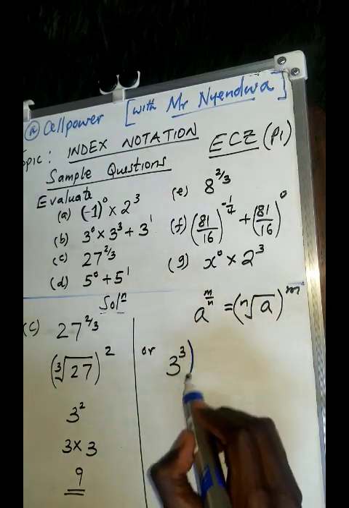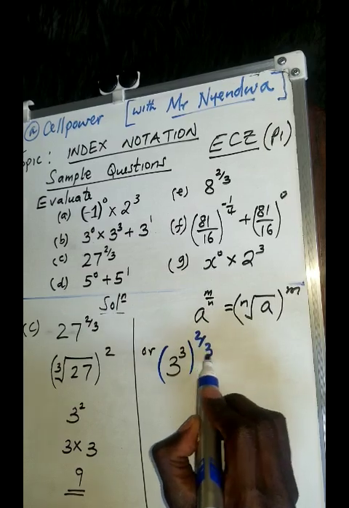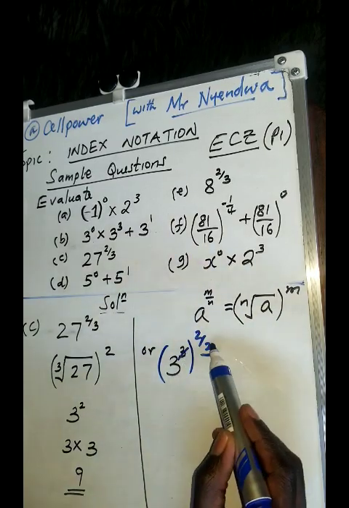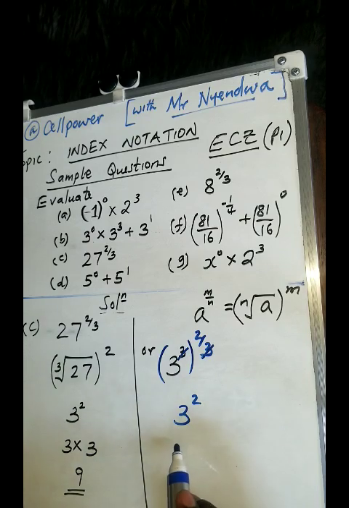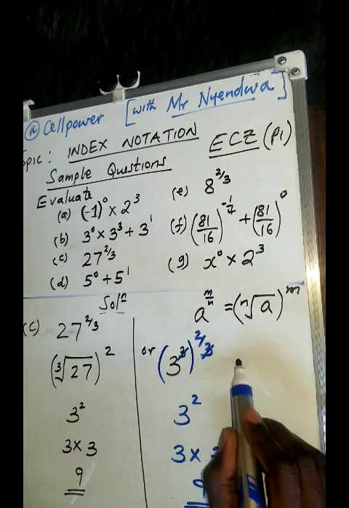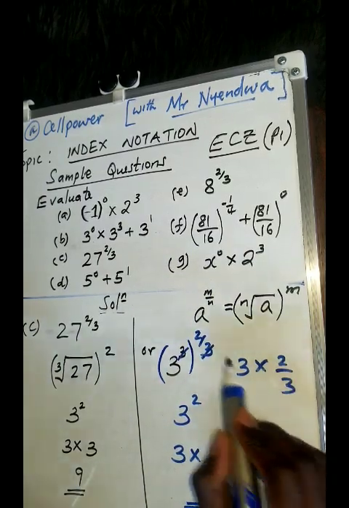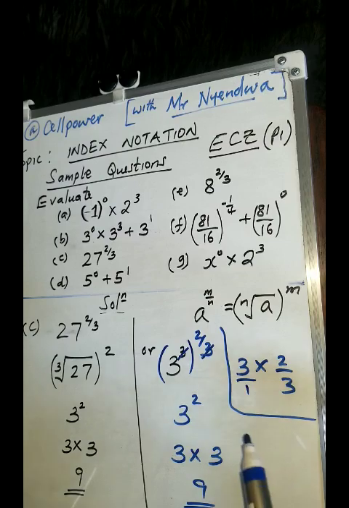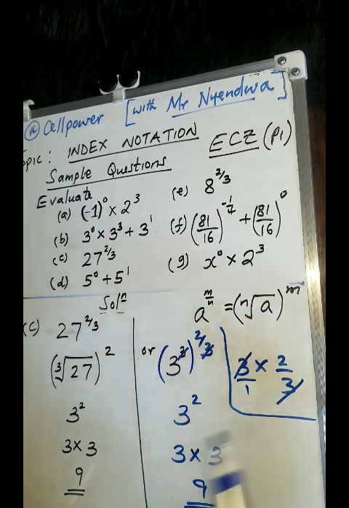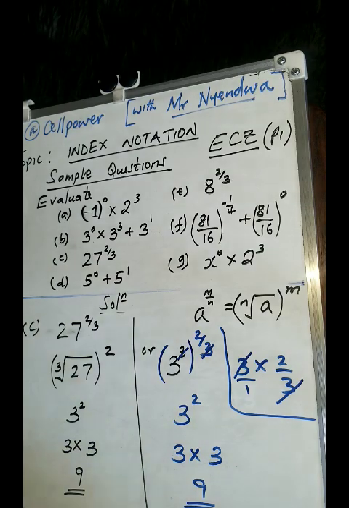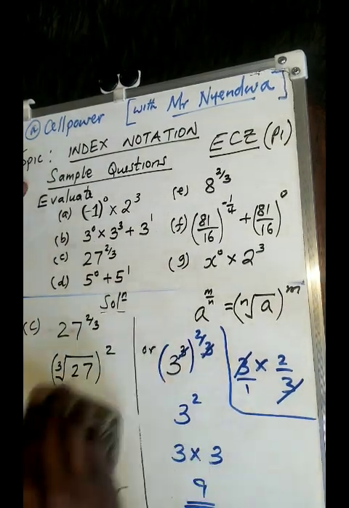Then this will be raised to 2 over 3. So what will happen? This and that will cancel. You are going to remain with 3 raised to the power 2. 3 raised to the power 2 means 3 times 3, and that is going to give you a 9. So it's possible. Please remember here it is 3 multiplied by 2 over 3. So if you look at this, 3 can be written over 1. This 3 and that 3 will cancel, and that's why I cancelled this and that. So I will only remain with the 2 there. So that is the basic idea of what we are talking about, right?